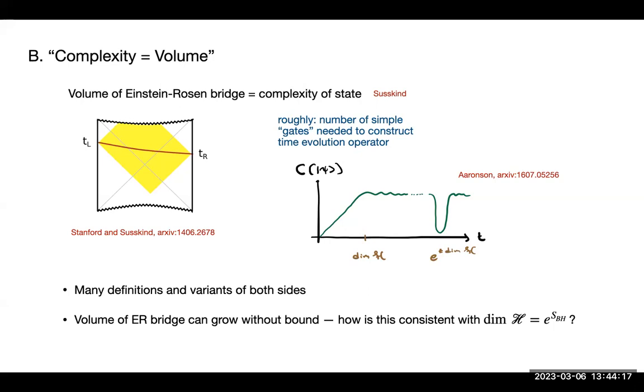Now, the problem here is it looks like the volume of the Einstein-Rosen bridge can grow without bound if you go this way. And then it's an open question how that's consistent with this saturation, where the dimension of H will be e to the S black hole. So, like I said, we're dealing with a conjecture that's a little bit squirrely on both sides, but this behavior is fairly generic. So we'll take it as something that puzzles us and that we should watch out for.